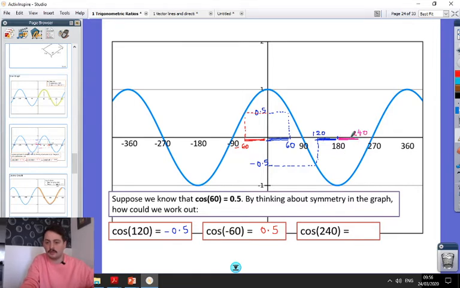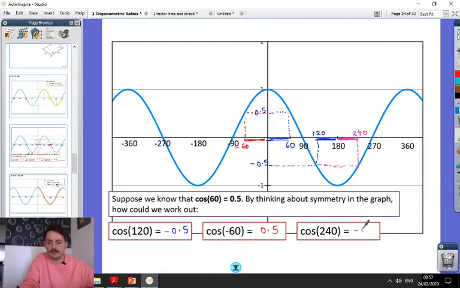And I know for this kind of gap, when it comes down here, from 180 going 60 backwards, it gave me negative 0.5. So because it's symmetrical and this is the trough of it, when I go 60 in this direction, it's also going to give me that same value of minus 0.5, okay?